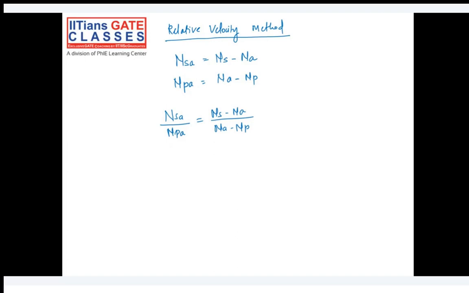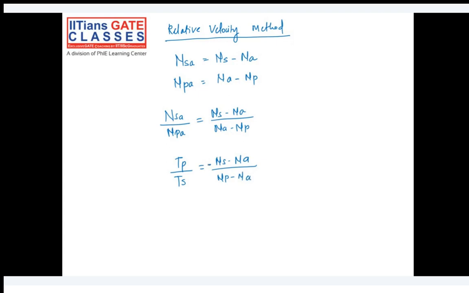And this ratio is further, let's say Nsa by Npa is equal to Tp by Ts, because speed is inversely proportional to the number of teeth. So Tp by Ts is equal to Ns minus Na divided by Na minus Np. If you want to write Np minus Na, you have to multiply with a negative sign. Okay, so yes, Sean, you can write it, but you have to write the negative sign for it.